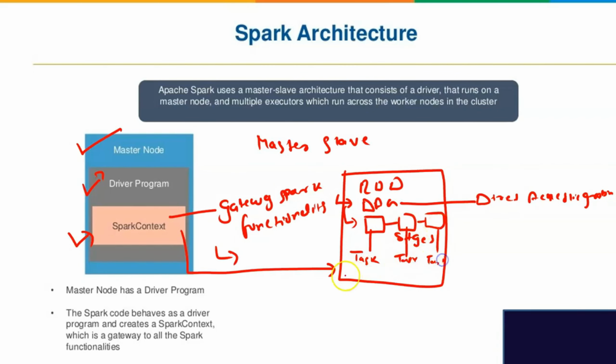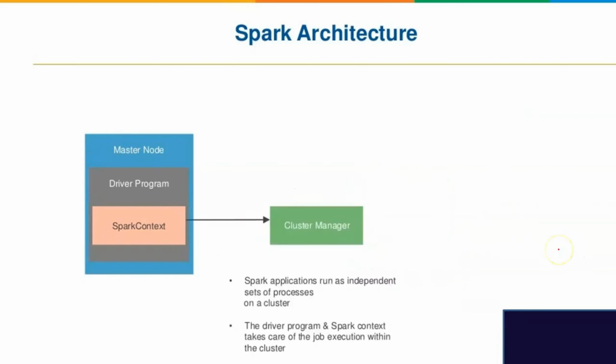Then there is a task scheduler that schedules the tasks to the cluster manager. This cluster manager lets the tasks be completed, and it runs the Spark application in an independent set of processes on a cluster, and then the driver program in Spark context takes care of job execution within the cluster.